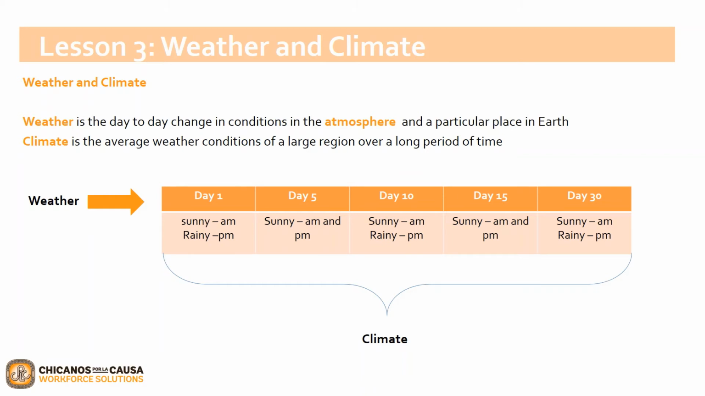For example, let's look at Phoenix's weather. It changes day to day, sometimes, especially during monsoon season. The mornings can be sunny, but as the day progresses, we can sometimes see rain. Let's say this happens 5 times during the month, and the remaining 25 days were all sunny. In this case, we can say that the climate was mostly sunny for that particular month because remember, climate is a long-term weather condition in a region, not a day-by-day change.